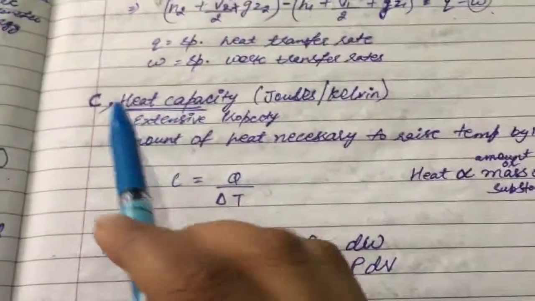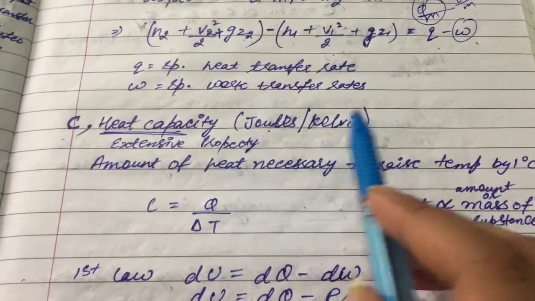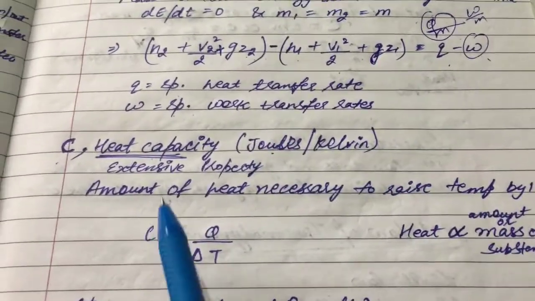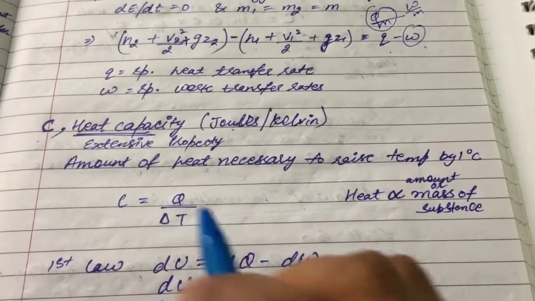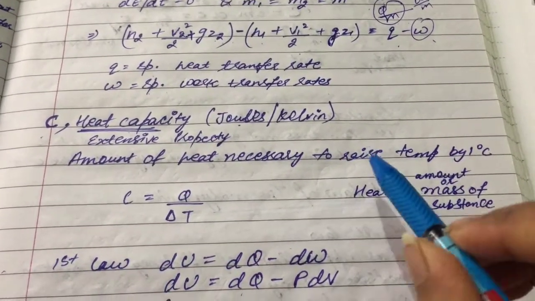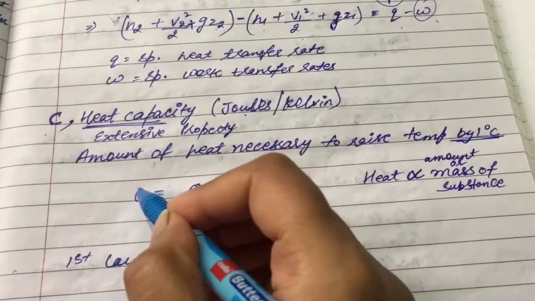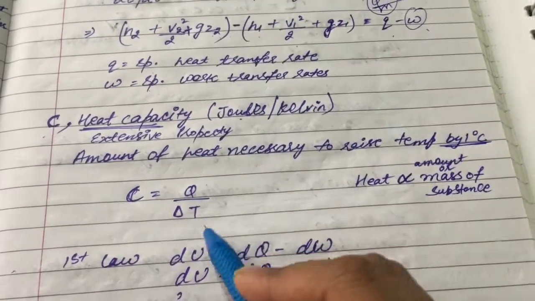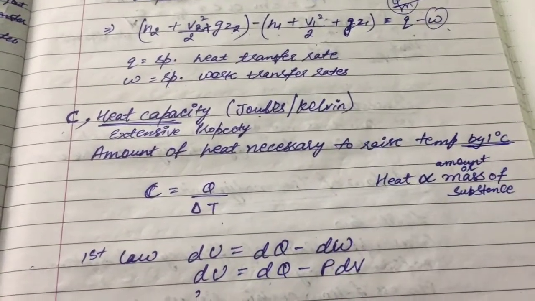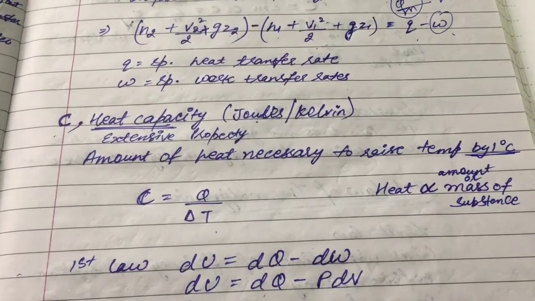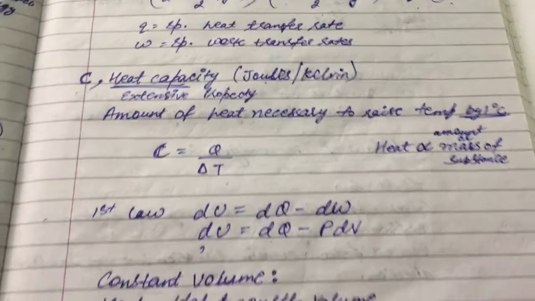Now capital C, which is heat capacity, has the unit joule by Kelvin. This is an extensive property. It is the amount of heat necessary to raise the temperature by 1 degree Celsius. Capital C, heat capacity, is Q by delta T, the amount of heat required to raise the temperature by 1 degree Celsius. And heat is directly proportional to the amount or mass of the substance.